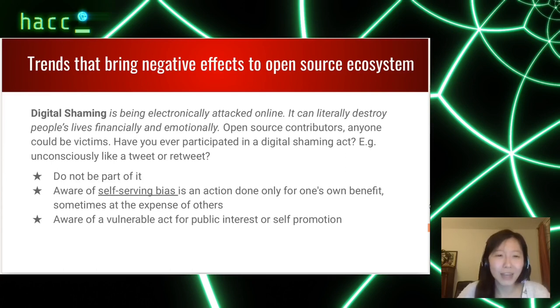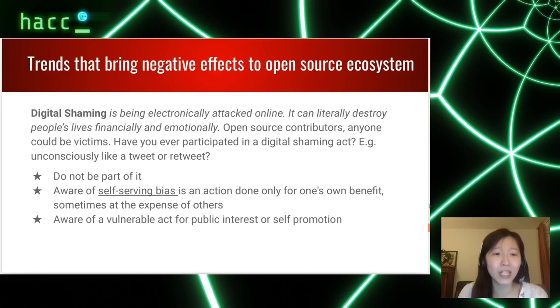If you see something happening online, and you see so many people like the tweet, and you think that you should also support this activity by liking or retweeting, think about it before you do something. If you do not know the person, and do not understand the whole situation, do not be part of digital shaming.